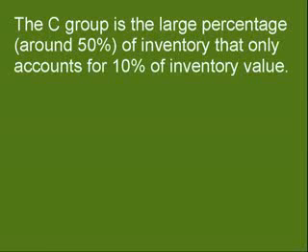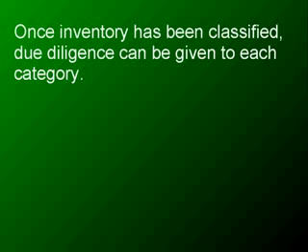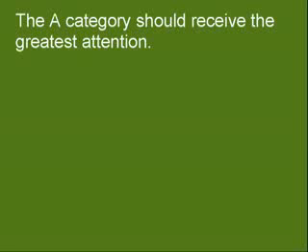Once inventory has been classified, due diligence can be given to each category. The A category should receive the greatest attention. These are the items that your organization most depends on for its continued growth and health. Also, it tends to be a fairly small number of items, so you can pay greater attention to those items and track what's happening with the inventory.